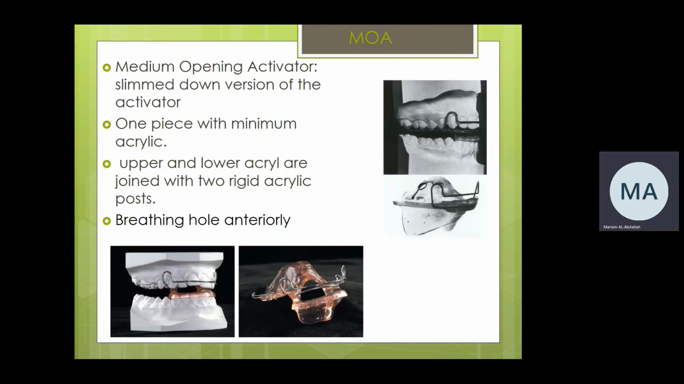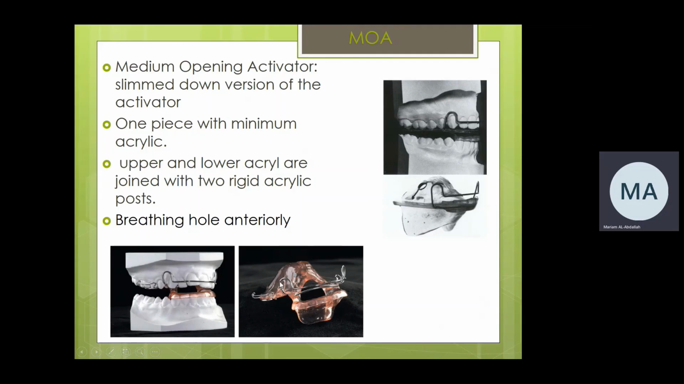The third functional appliance is the medium opening activator. Okay, if you remember, this is Andresen's original activator. This was modified into this less bulky appliance, monoblock, that is called medium opening activator. It is made of an upper and lower acrylic, and it is joined together with rigid acrylic with a breathing hole anteriorly. So the anterior part of the acrylic is left open for breathing.